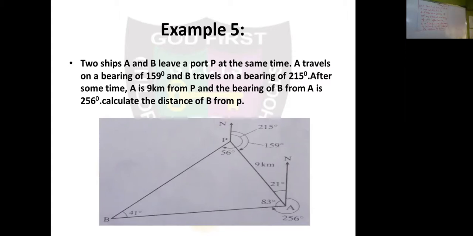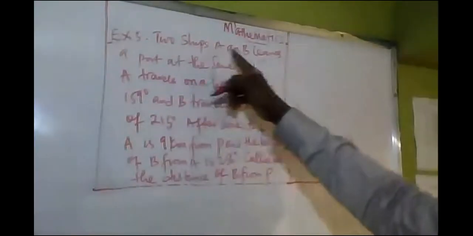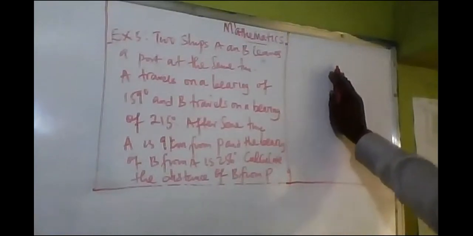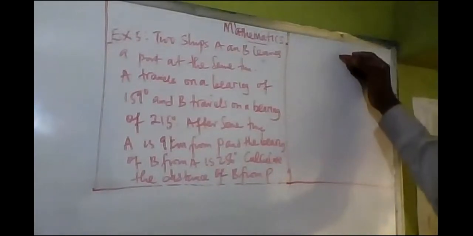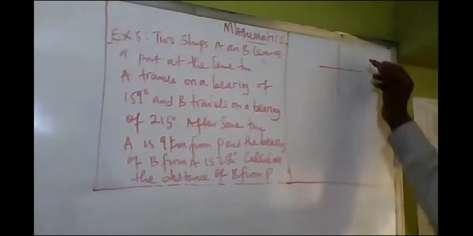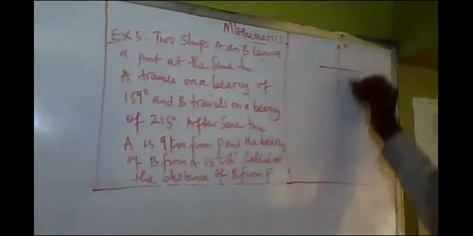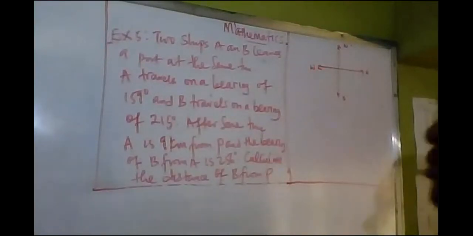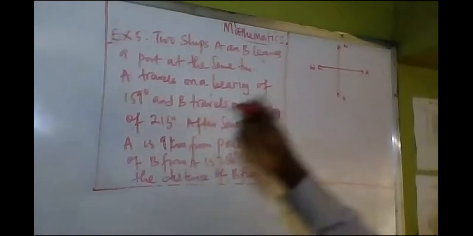Okay, I hope this part of the board will be able to contain what we are going to interpret now. All right, two ships, A and B, leave a port at the same time. A travels on the bearing of this and B on the bearing of this. Two ships travel from a point P, so they are traveling from port P. This is the first one. Of course, north, south, east, west. Now, this one is not compass bearing, but 3-digit bearing. Now that we're using the 3-digit bearing, 159.